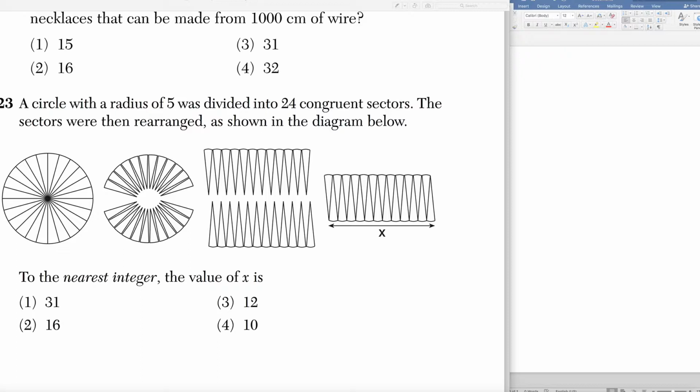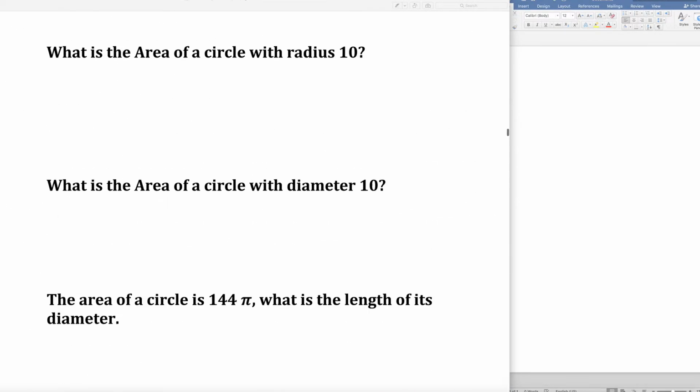So then you would just do pi times 10, and then you would divide that by 2, and that would get you the answer, 16. Mm-hmm. Okay, good. All right, so that's basic.